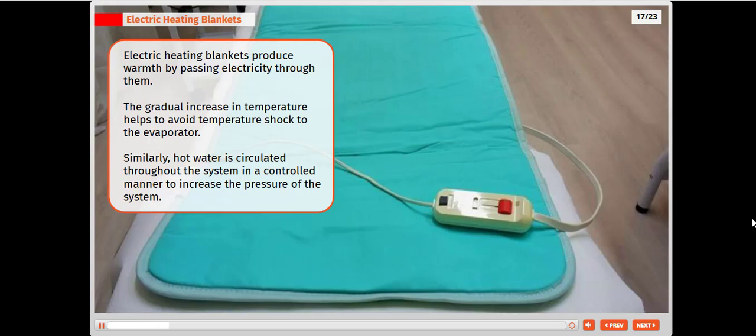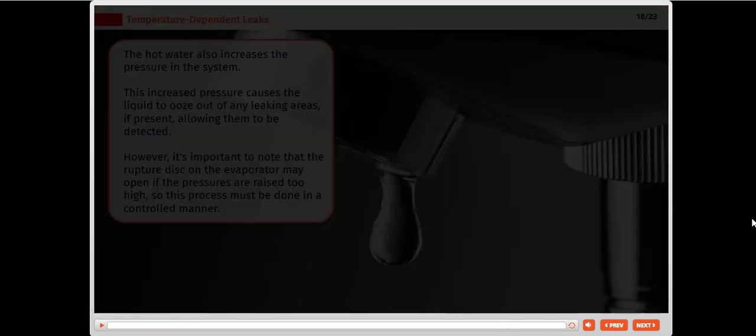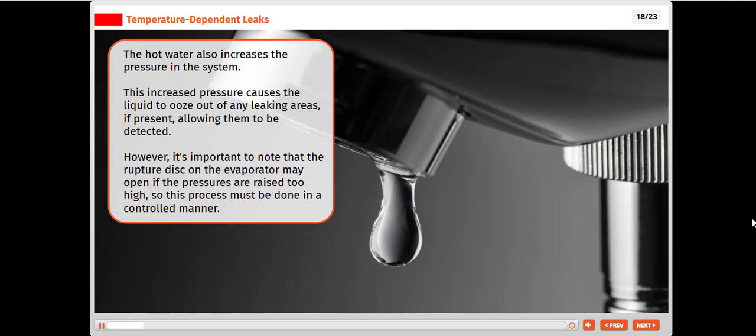Electric heating blankets produce warmth by passing electricity through them. The gradual increase in temperature helps to avoid temperature shock to the evaporator. Similarly, hot water is circulated throughout the system in a controlled manner to increase the pressure of the system. The hot water also increases the pressure in the system.